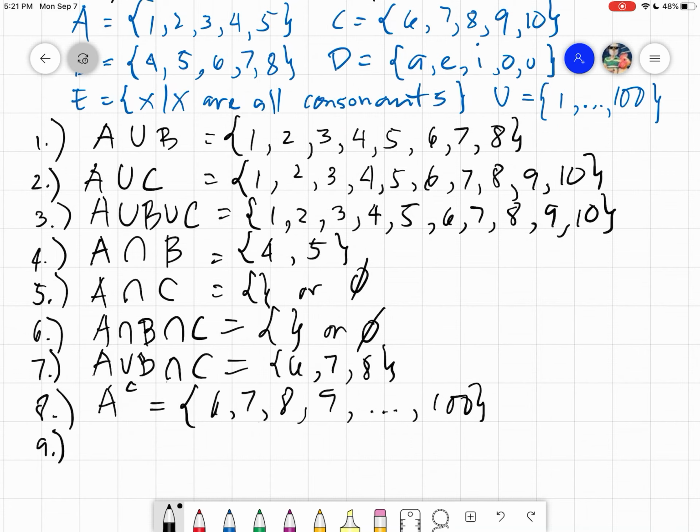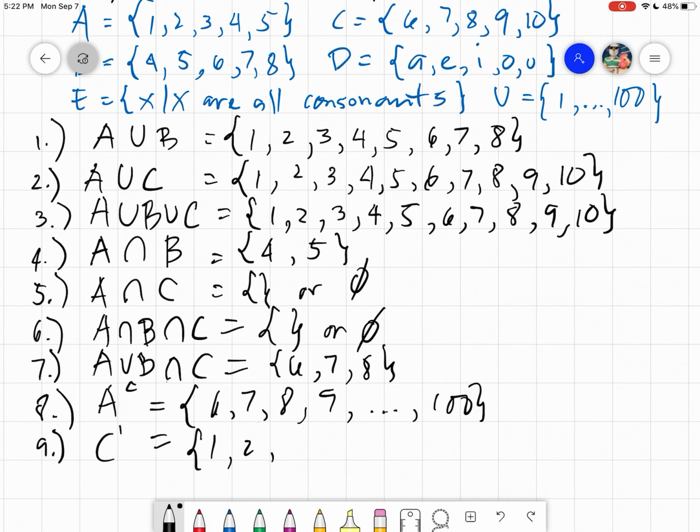Number 9. Say we have C complement. Yung complement natin, again, it can also be written as A prime, okay, or C prime. So maybe let's use for the C, let's use C prime. So if I am looking for the C complement, I just simply have to write down all the elements of the universal set without the elements of C. At ang C ay 6, 7, 8, 9, 10.